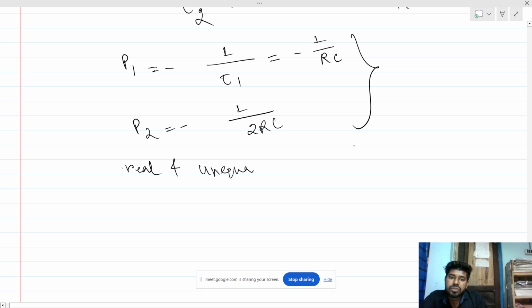Now which type of damping is this? It is overdamped. Yes, an overdamped circuit.